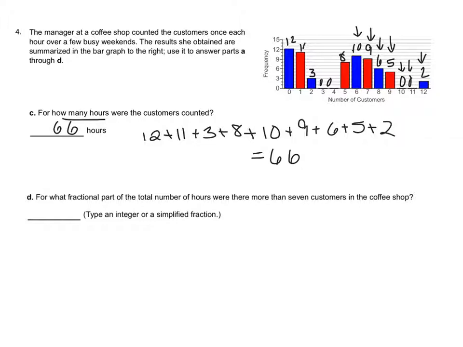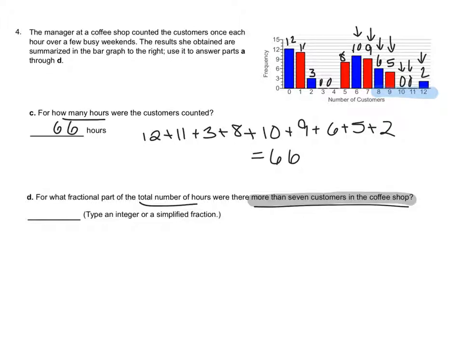Part D. For what fractional part of the total number of hours were there more than 7 customers in the coffee shop? To find this answer, we need to figure out the number of hours that there were more than 7 customers in the coffee shop. And then we'll divide that value by the total number of hours. So if we look at our graph here, we want to identify more than 7. So we want to look at 8, 9, 10, and 11, 12 customers. And we'll add those frequencies together.